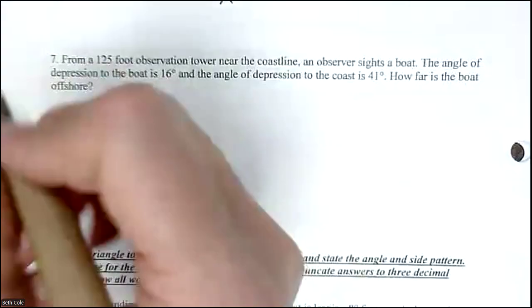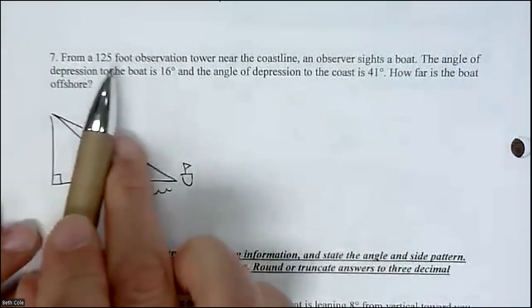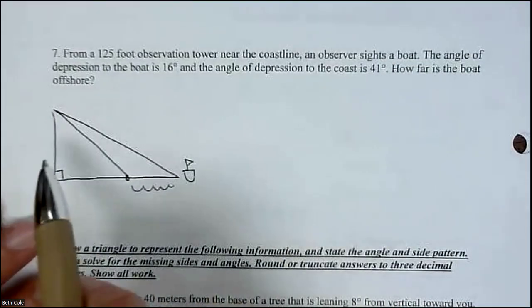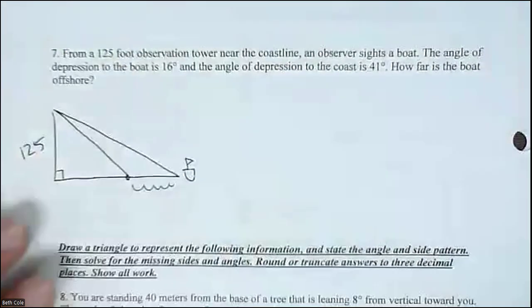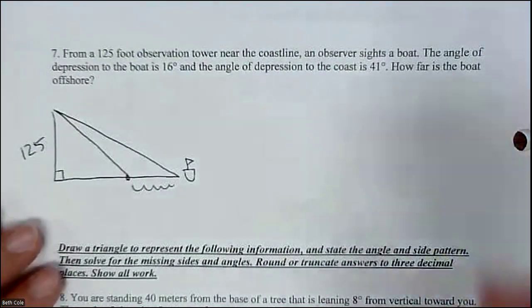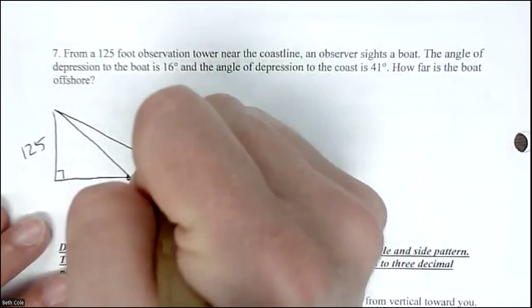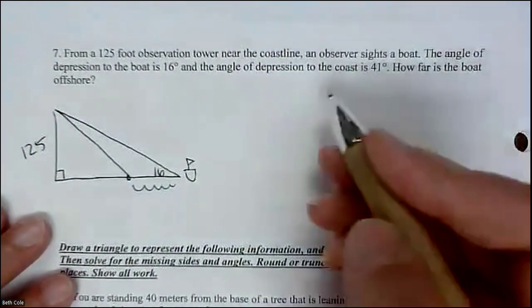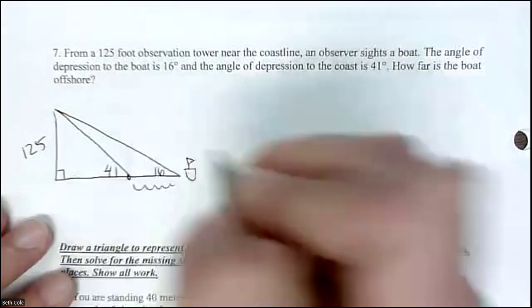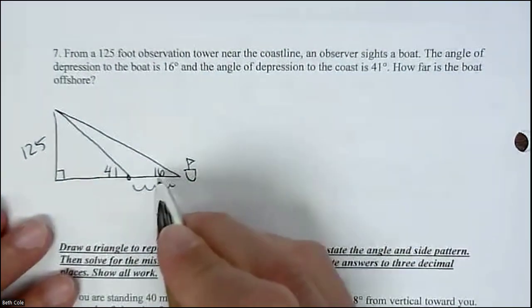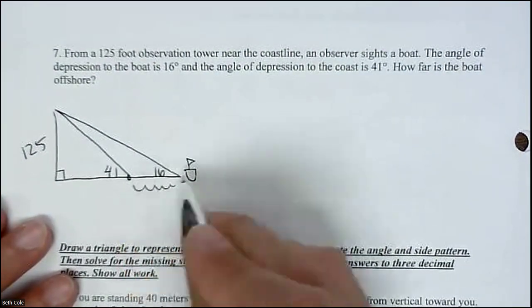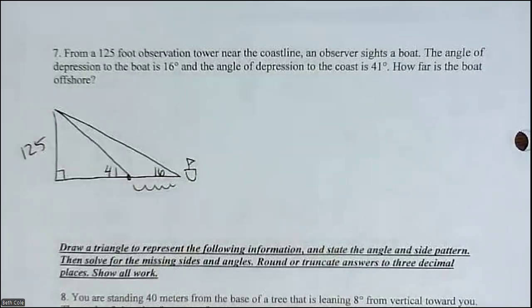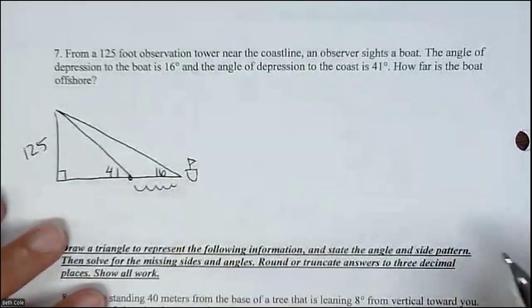All right, where does the 125 go? Let's start putting our math in here. Yeah, that's your observation tower. So that's the vertical part. To the boat is 16 degrees and to the coast is 41. And doesn't it make sense that this one's smaller than this one? Like, use your imagination. In real life, it makes sense that one's smaller than that one.